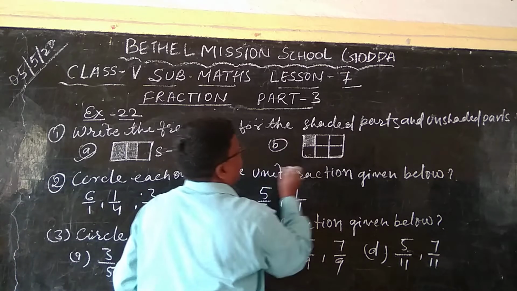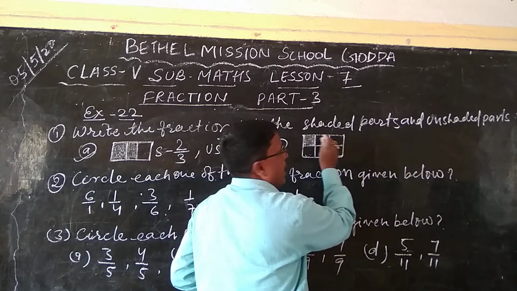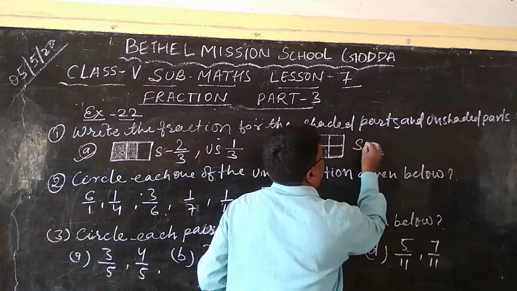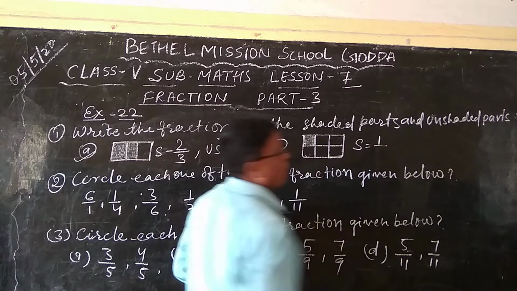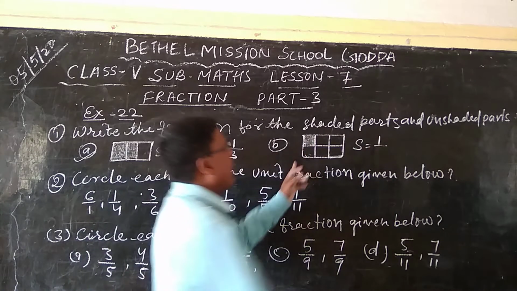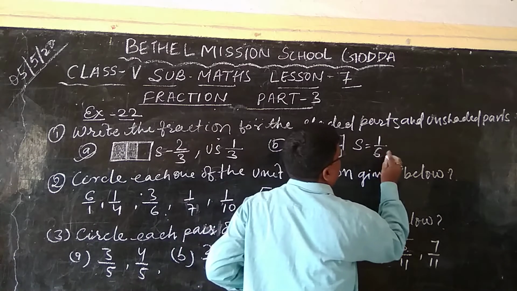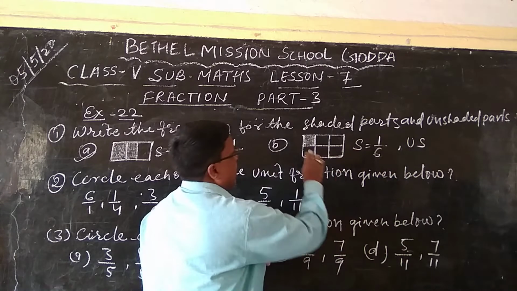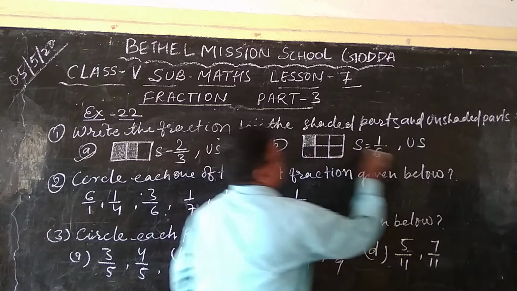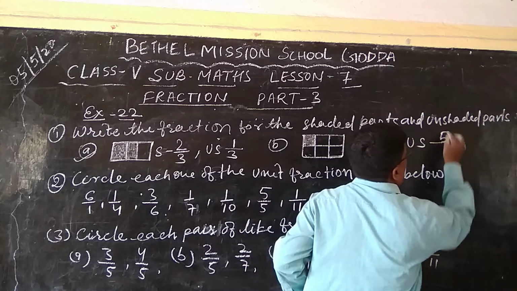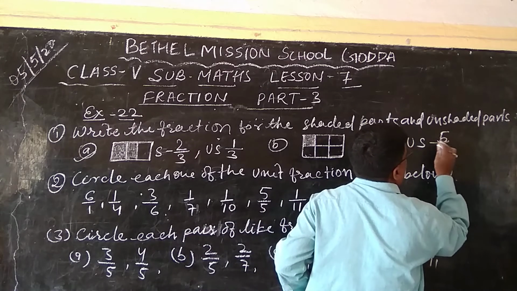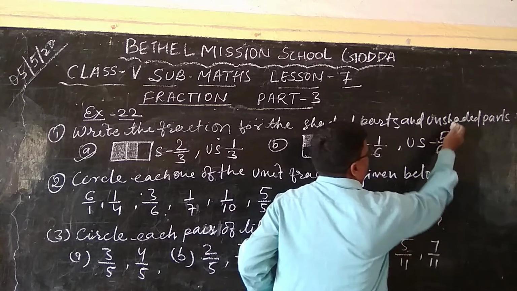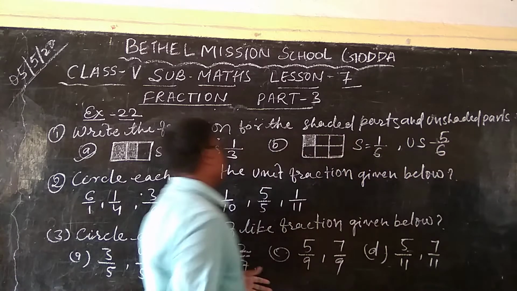And for B, how many squares? 1, 2, 3, 4, 5, 6 squares. Shaded: how many shaded parts? 1 square, 1. And number of squares? 6. Next, unshaded: 1, 2, 3, 4, 5, equal to 5. How many squares are unshaded? 5. And total number of squares? 6. So the fraction comes 5 by 6.